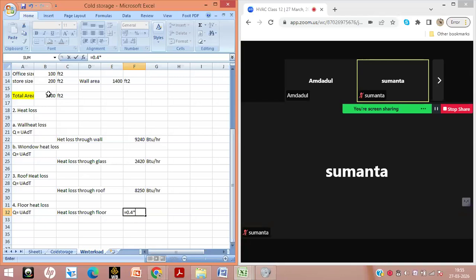So that is 0.4 times the area, and the area will be the same, times delta T. So delta T is 22. So this gives 13,200 BTU per hour. This will be the heat loss through the floor.